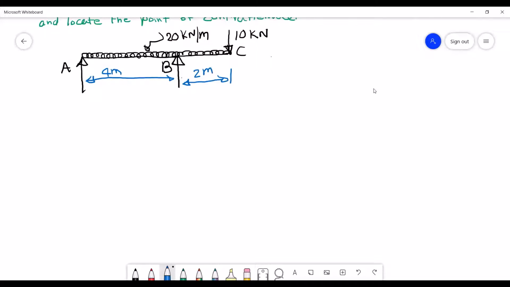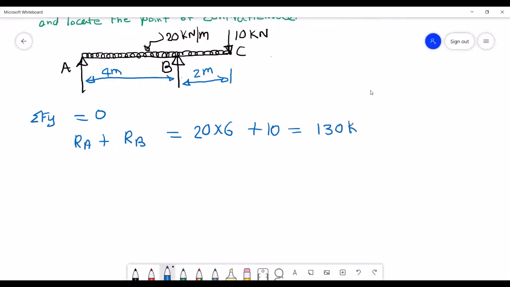Only vertical force is there, so sigma Fy is equal to 0. We will consider RA plus RB equals the load of 20 kilonewton per meter, so we have to multiply it by 6, then it will become a point load. Then we have another load of 10 kilonewton. So in total we get 130 kilonewton.